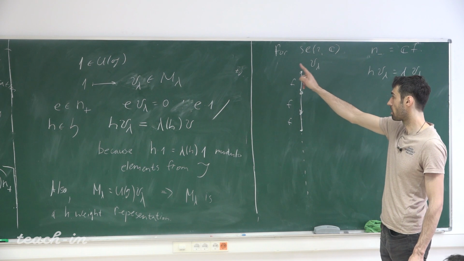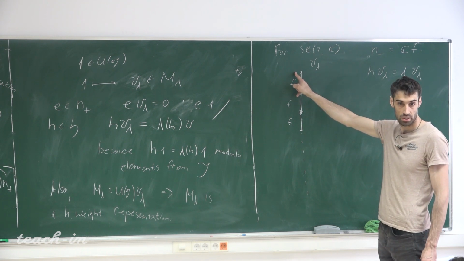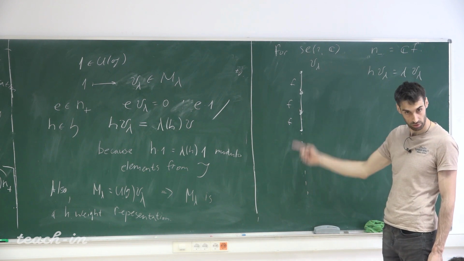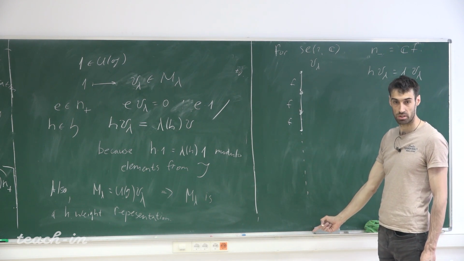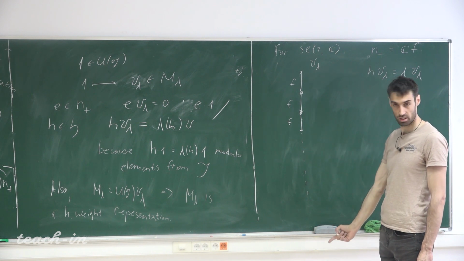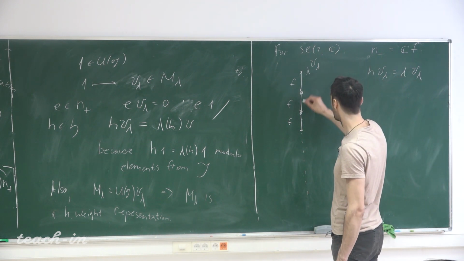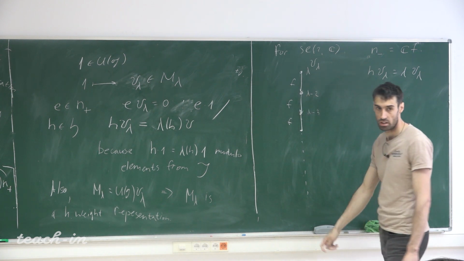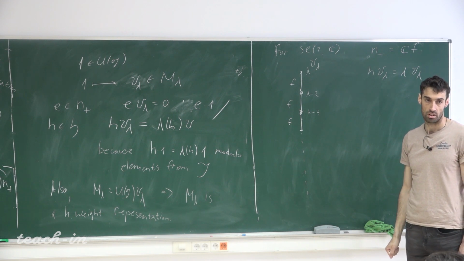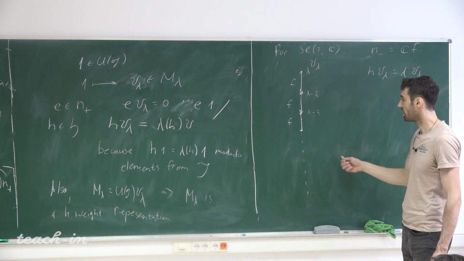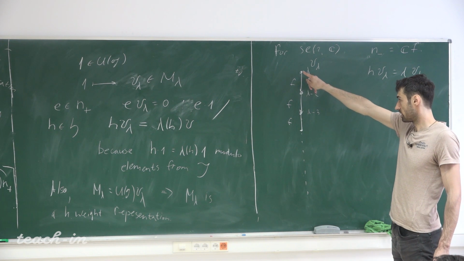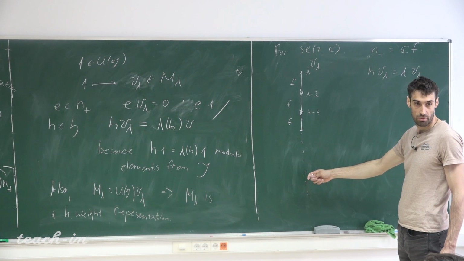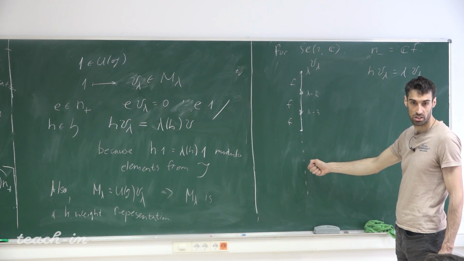It's just some highest weight V lambda, and then you act by f infinitely many times. So it's an infinite dimensional representation, and it's given like this. This has weight lambda, this is lambda minus 2, lambda minus 4, and so on. And the whole idea was to obtain from these infinite dimensional representations finite dimensional reducible representations.